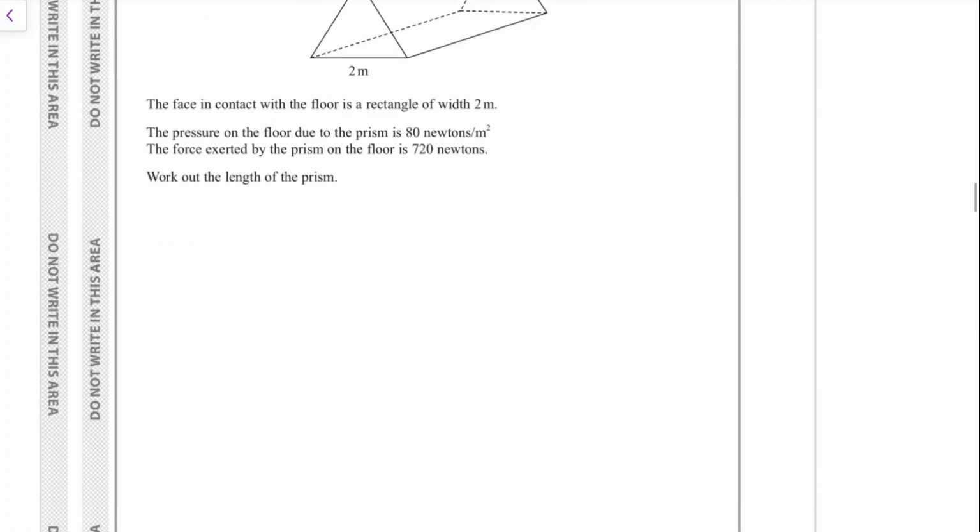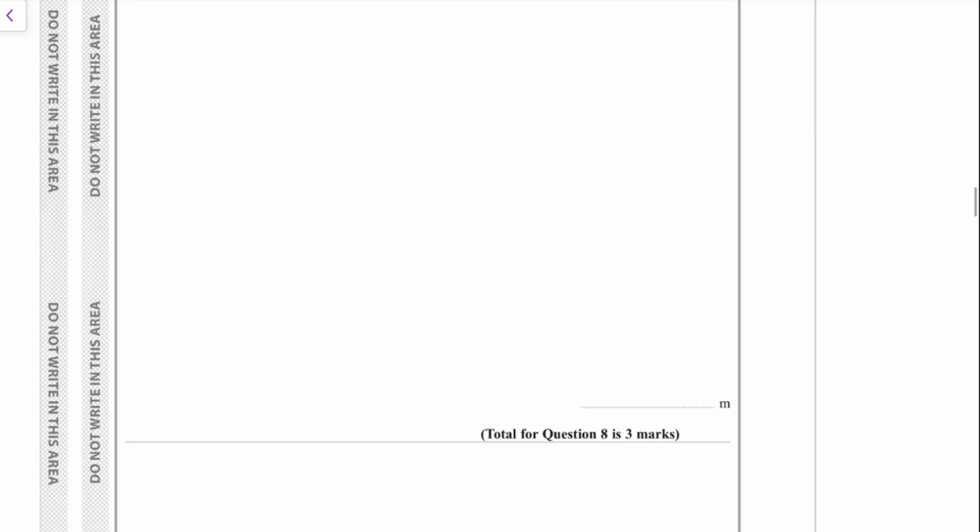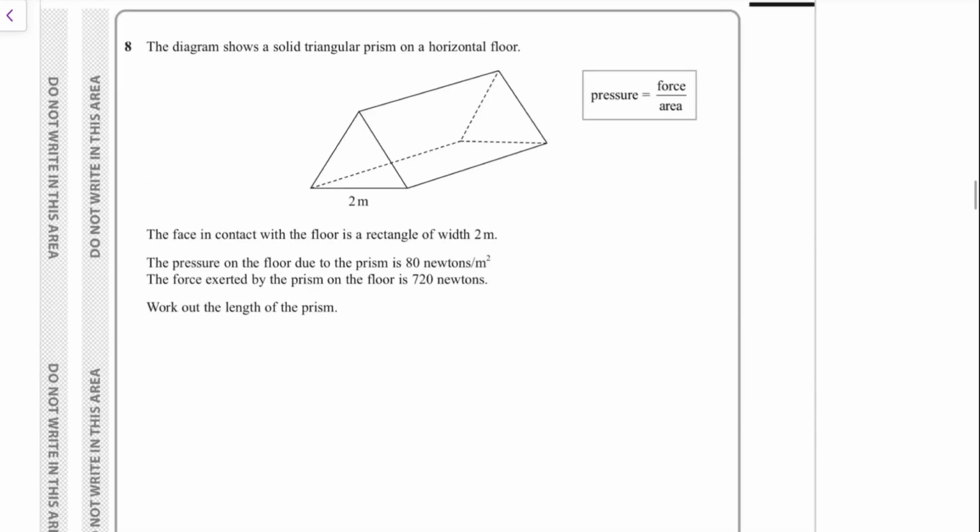How many marks was that? 1 mark. Okay, it's only a mark. Next question. I should always check the marks. That helps me know how much to write. Okay, so the next question is a pressure question. I know it tells me nicely up here that pressure is force over area.